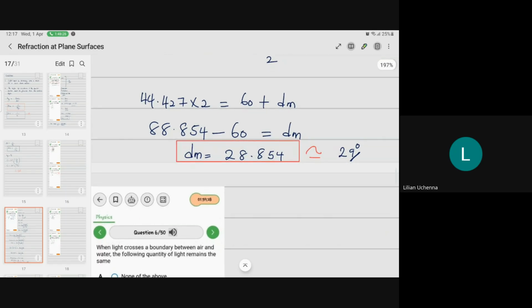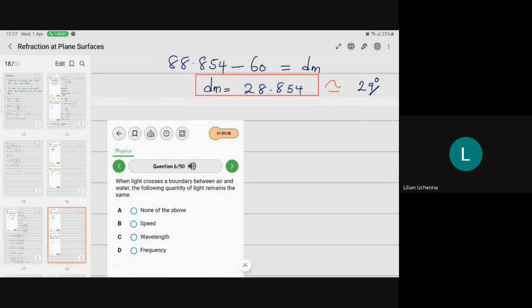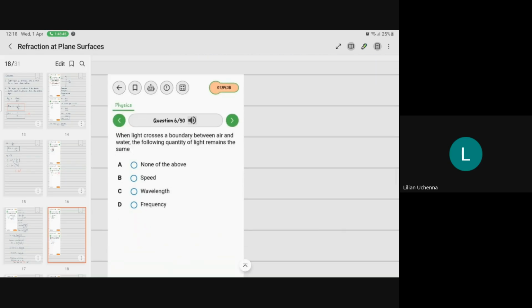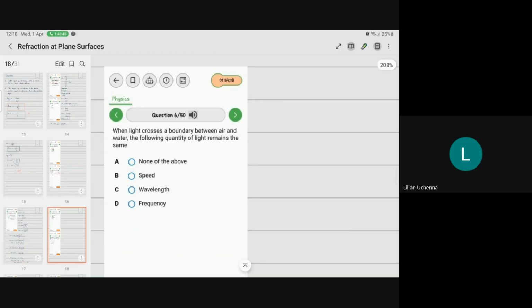Any question? All right, so this one says that when light crosses a boundary between air and water, the following quantity of light remains the same. So which one remains the same when light travels from air to water? Remember, this is a different medium, right? We know that the speed cannot be the same because the speed is going to change, isn't it? It says D, frequency, all right?